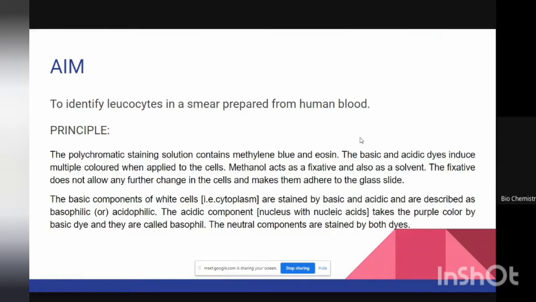Methanol in the reagent acts as a fixative and also as a solvent. The fixative does not allow any further changes in the cells and makes them adhere to the glass slide.